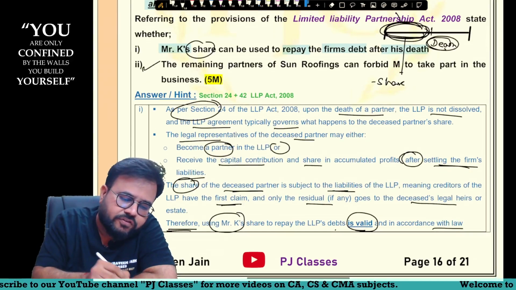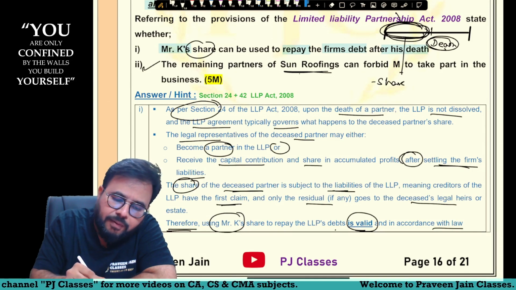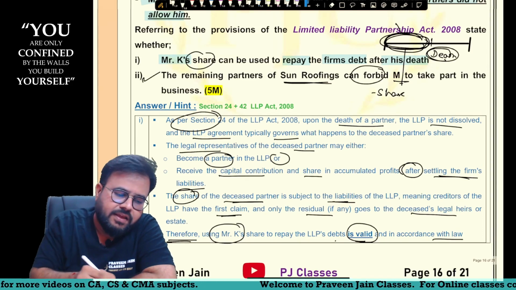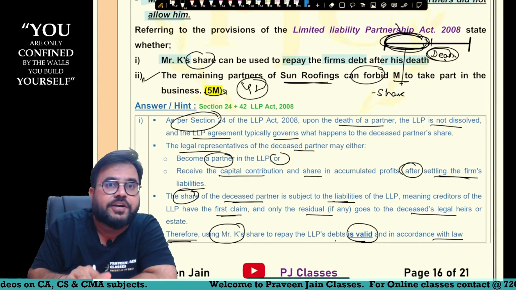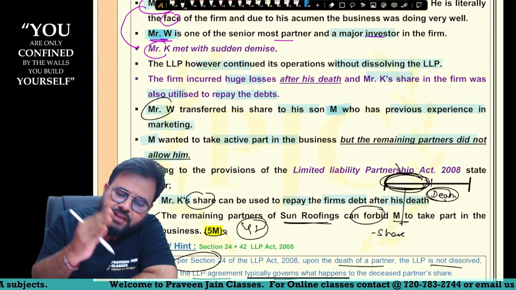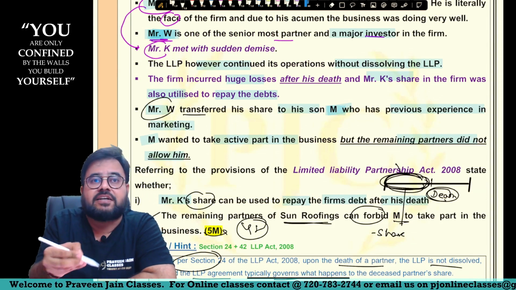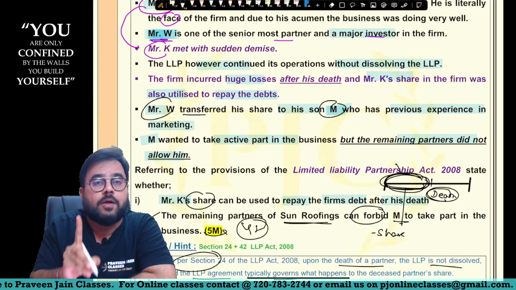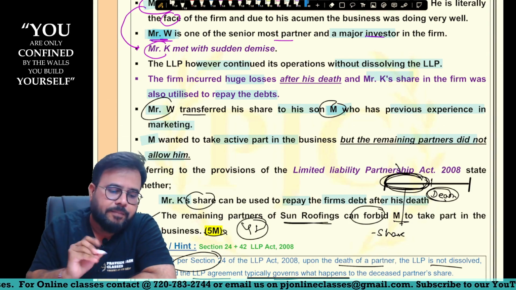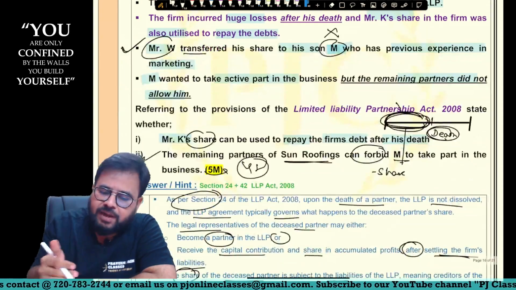Second question, can the remaining partners of Sun Roofing forbid M to take active participation in the business? Yes, this is allowed as per section 42. Now here what you have to remember, sir, Mr. W, you can assign your partnership interest to your son, allowed. But that doesn't mean M will become a partner. He will have no say in the LLP because you continue to be the partner, not your son. So can the remaining partners stop him?